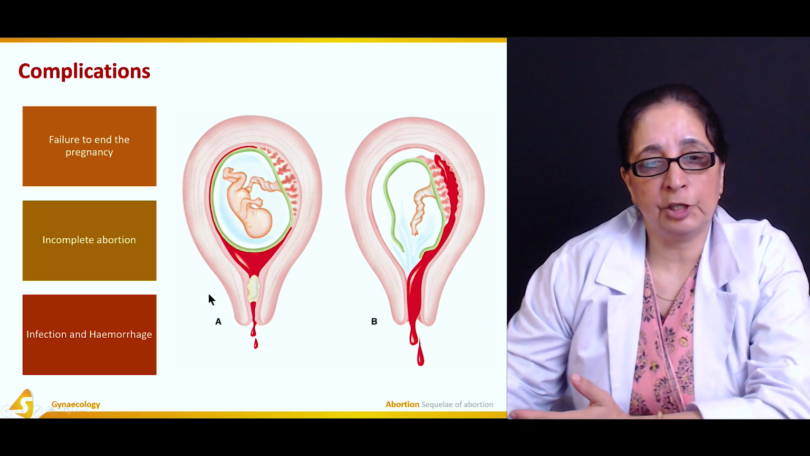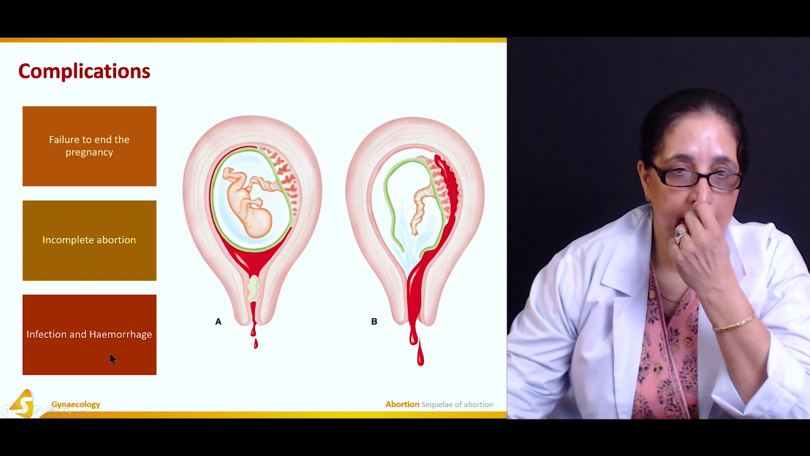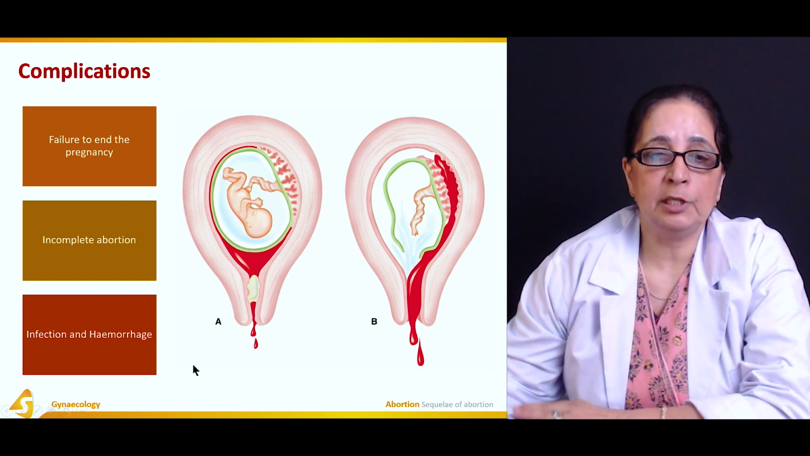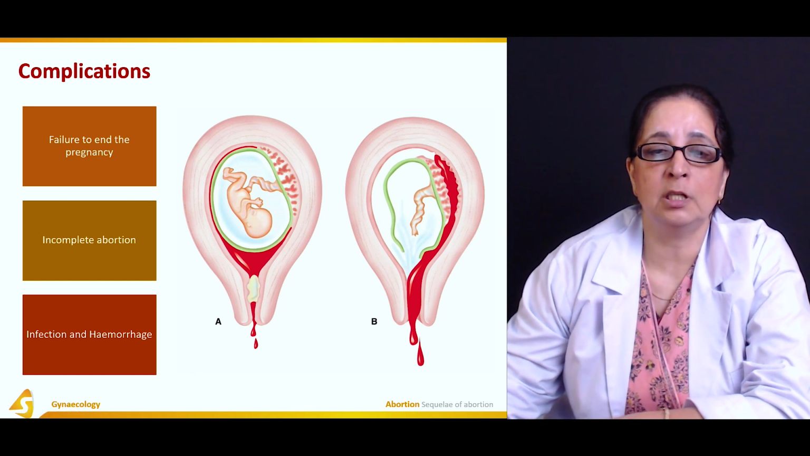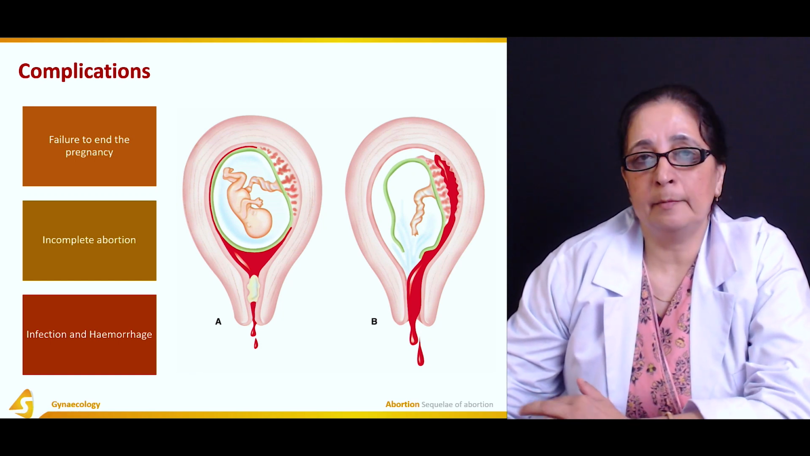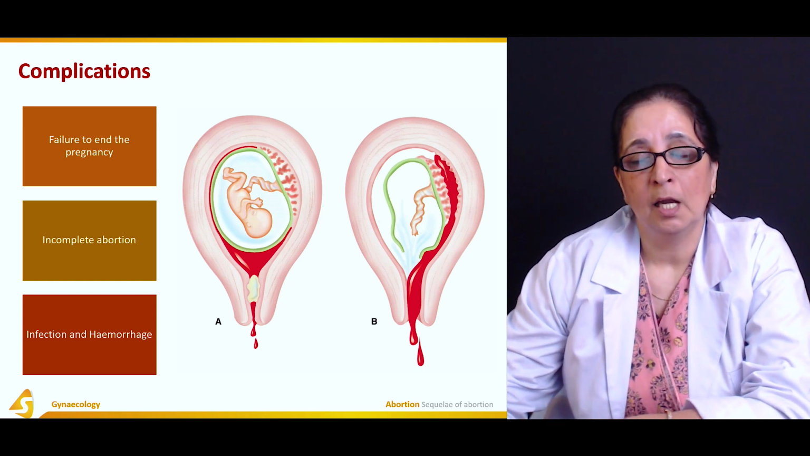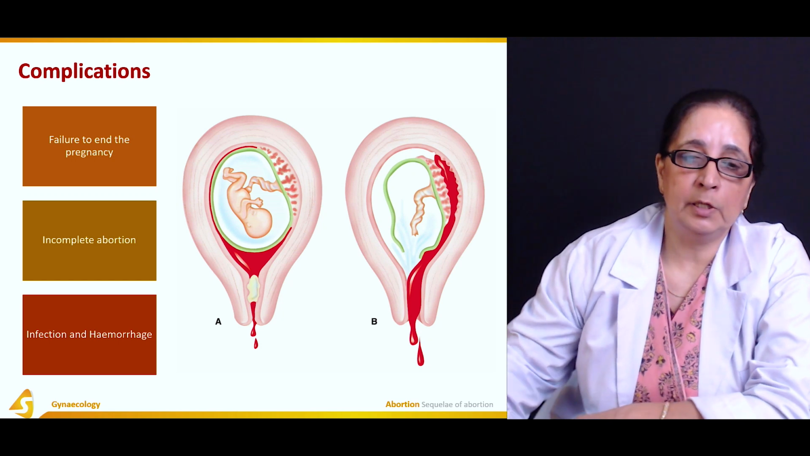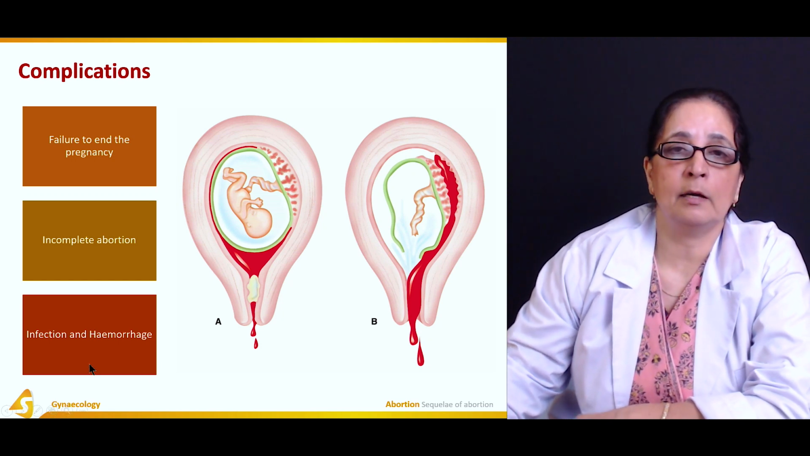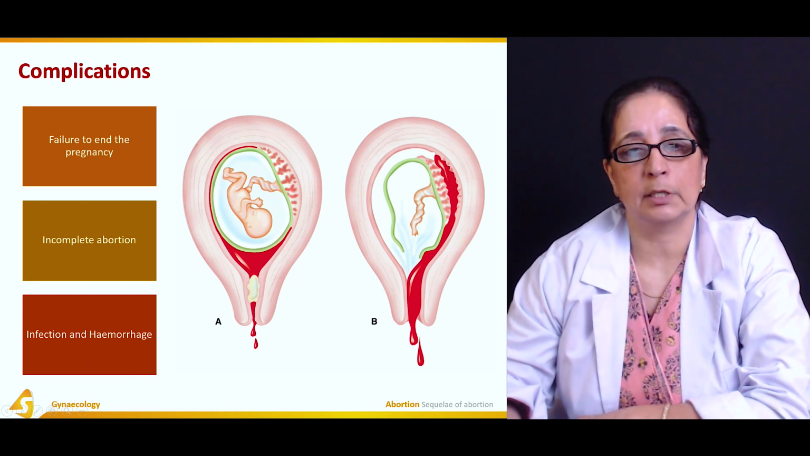Then infection and hemorrhage is also a very common complication after abortion, especially if the abortion is done under unsafe conditions. Sometimes these are self-induced abortions or abortions done at home without any special care. Usually infection and hemorrhage are very common complications of those types of abortions.